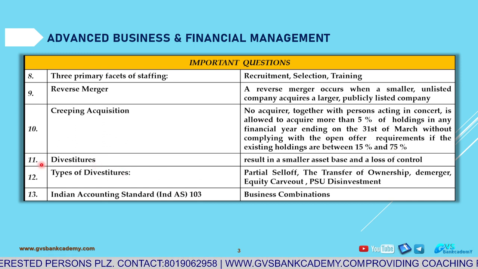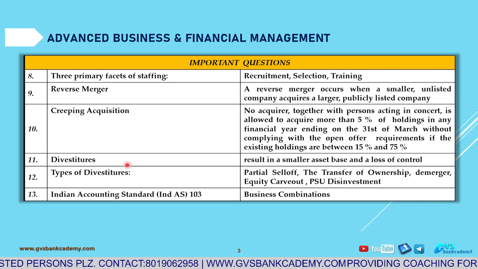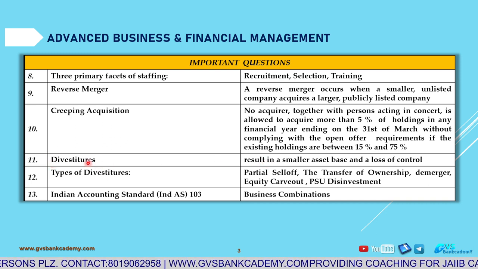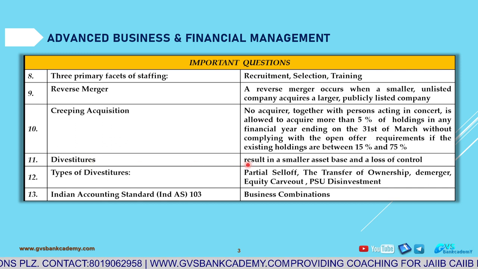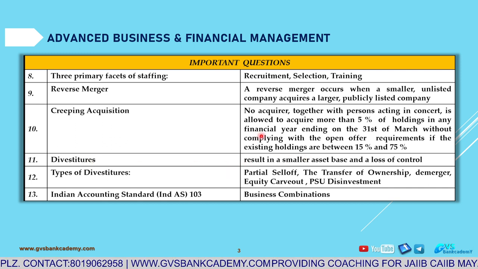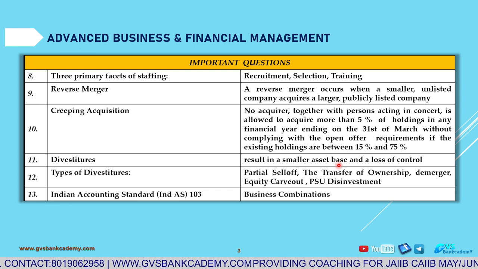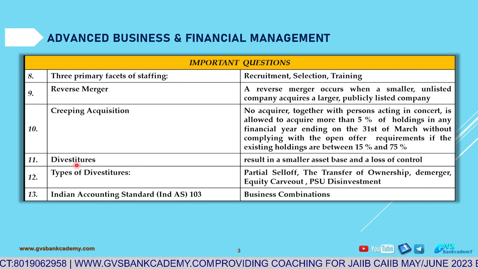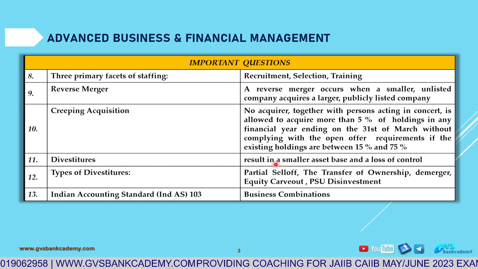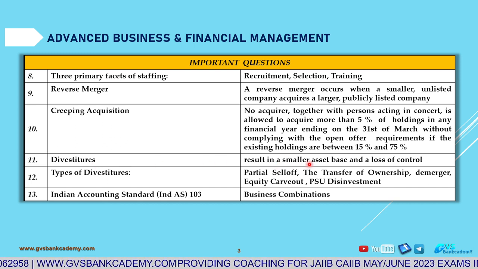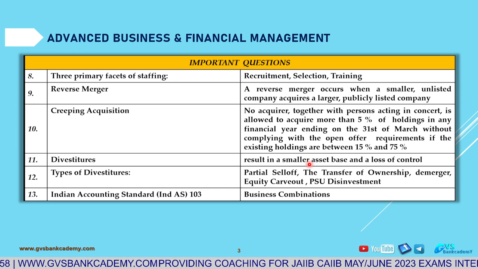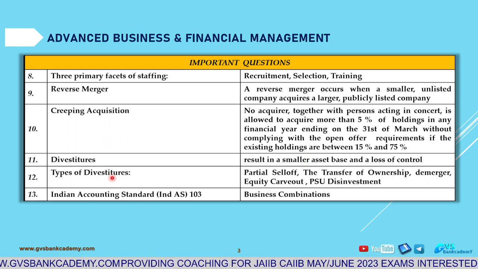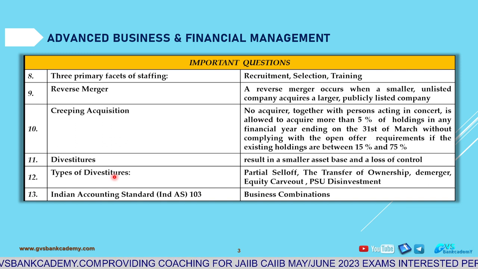11th question, divestitures. It is the opposite of merger. The big company becomes smaller with a smaller asset base and loses control. So the opposite of mergers is called divestitures. What are the types of divestitures in India normally?